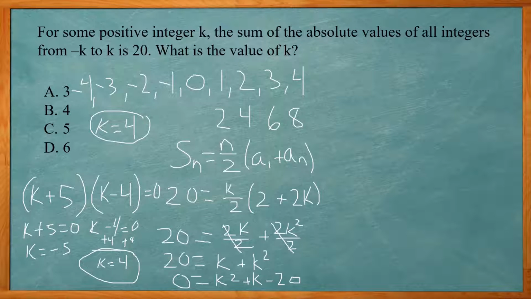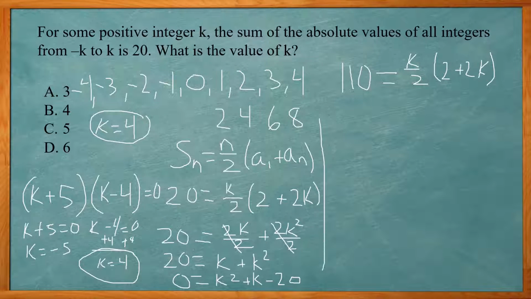So what do we do if we wanted a sum of a larger number? Here we used 20, and all we had to do is go out to 4. Now, if it was 110, I don't know if I would want to stretch that out. I would want to come up with a formula to solve it. So if we use the formula we just came up with for 110, it'd be 110 equals k over 2 times 2 plus 2k. If we work it the same way we did here, we'll have 0 equals k squared plus k minus 110.